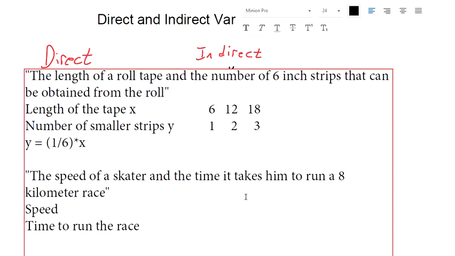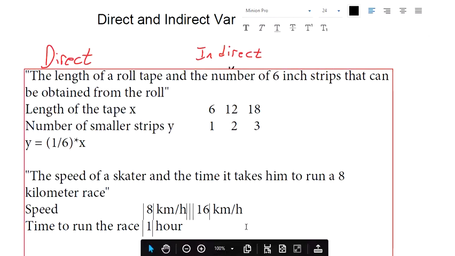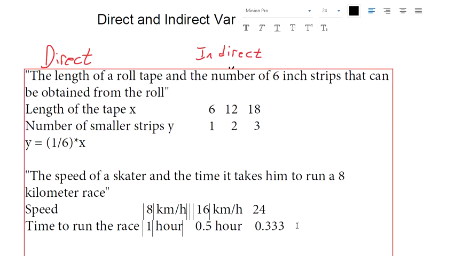So let's just do the same thing we did before. If the person is running at 8 kilometers per hour, that's just one speed I made up. That means it takes them 1 hour to skate the race or to run the race, whatever this problem is asking us to do. If the person's going at 16 kilometers per hour, then it's only taking half an hour, 0.5 hours, to complete the race. You could do another one. You could do 24. The amount of hours should be shrinking again, right? This is 0.333 hours. So this is an example of an indirect relationship.